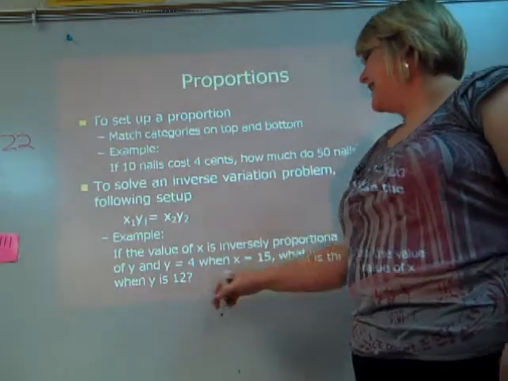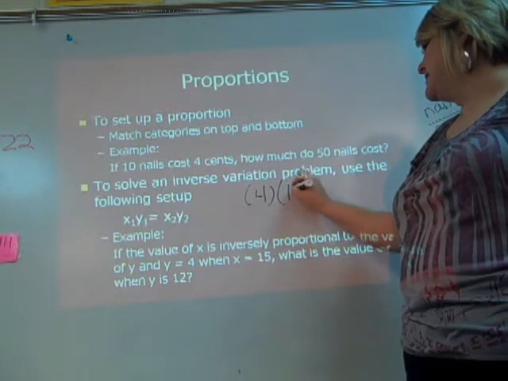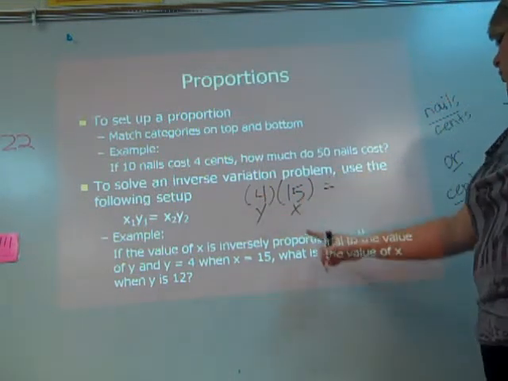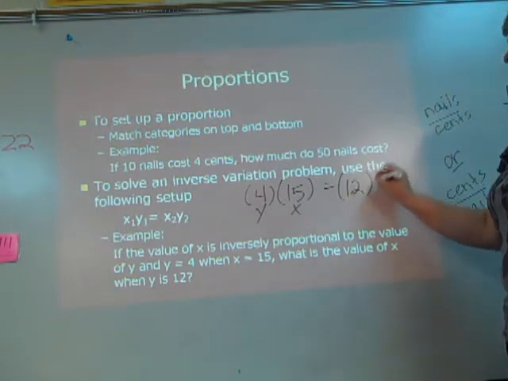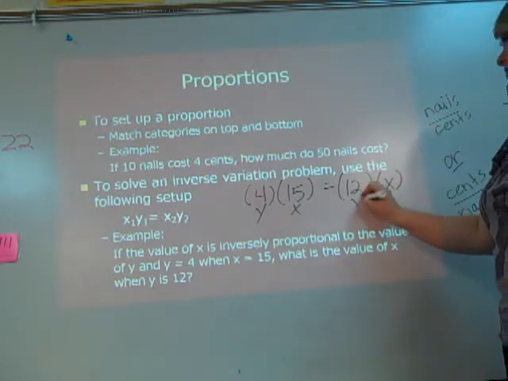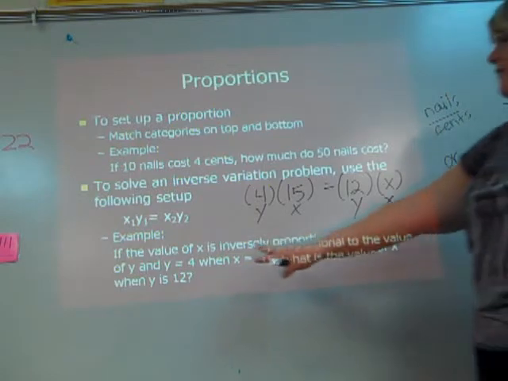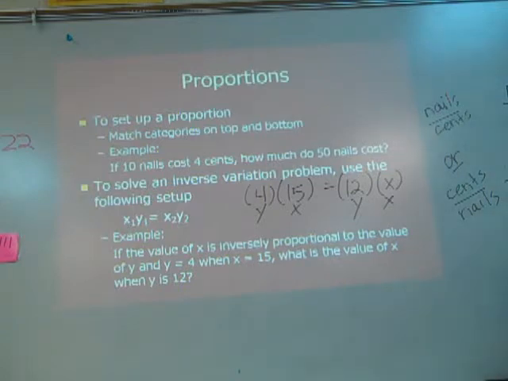What this says is that when y is 4, x is 15. So this is y, this is x. What's the value of x when y is 12? So when y is 12, what's x? X would have to be 5. So basically when you multiply the first y and x together, you get 60. That's what the second y and x have to equal when you multiply them together.